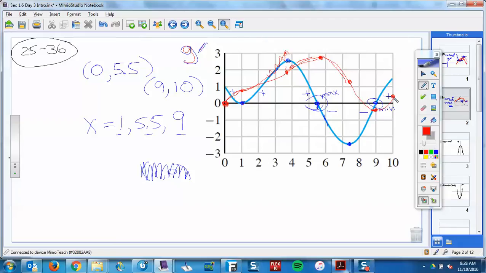I don't know exactly where it's going to cross or hit. But yeah, that's kind of messy. But you get the idea.